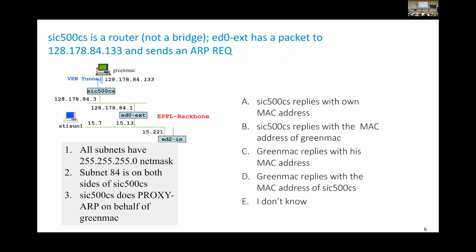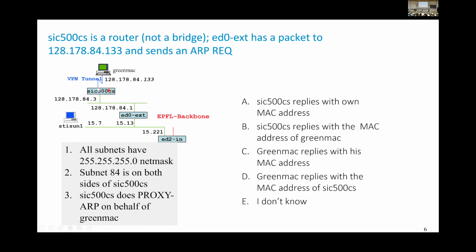It's useless. Green Mac could reply with its MAC address, but that would mean I operate this as a bridge here, which would mean all the broadcasts would go via the long distance links, which is not something you would like to do. So that could work in some settings if we configure it as a bridge, but that's not desirable because of all the broadcasts that you would send everywhere. And again, here, if Green Mac replies with a MAC address, that would work, but that's also highly inefficient.